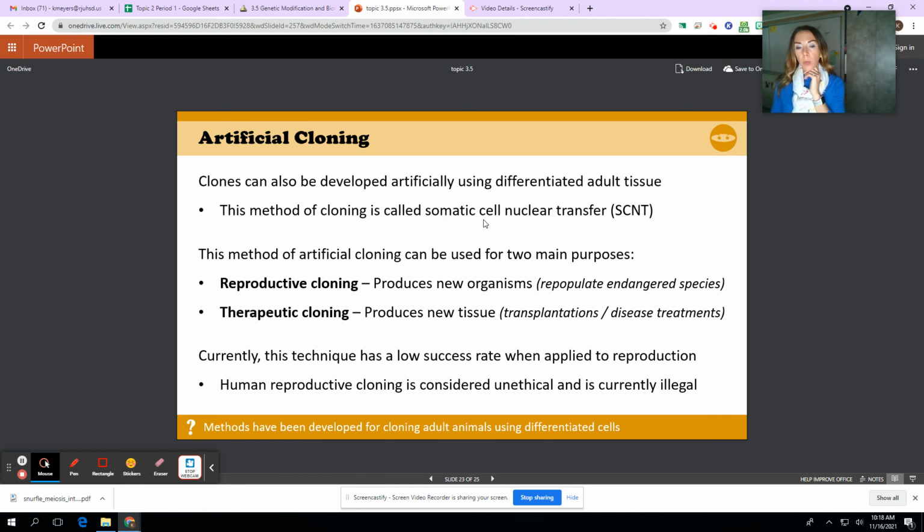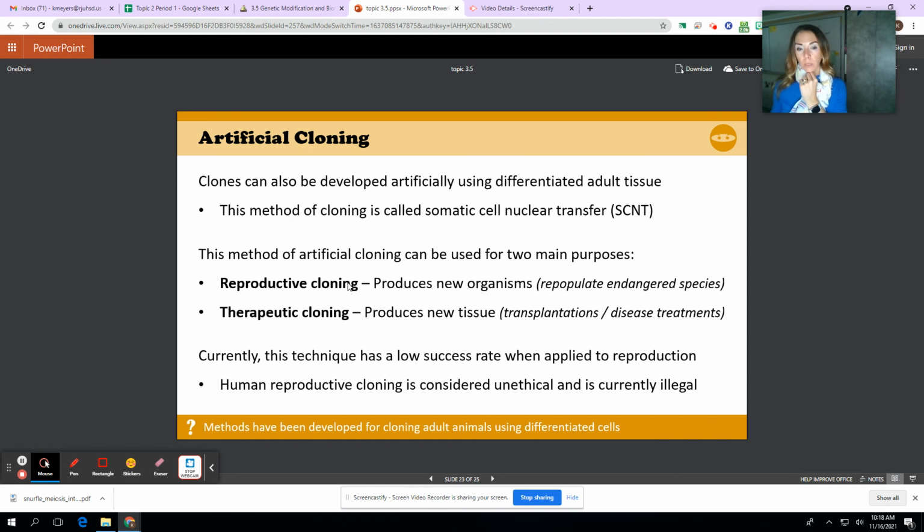All right. So why would we do those two things? Two main purposes. Therapeutic is probably the one that you are most familiar with. Therapeutic cloning produces new tissues, so being able to grow skin cells outside of the body, being able to replace or recreate different places that have been damaged. Transplants, disease treatments, giving bodies the new cells that they need if they have any damage in the ones that exist. So this is called therapeutic cloning.